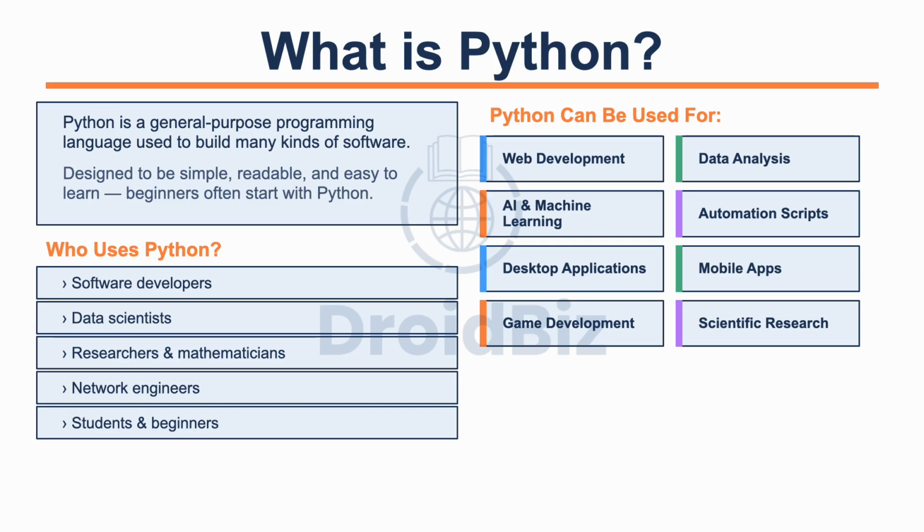So, what can you actually build with Python? You can build websites and web applications. You can analyze data and create charts. You can build artificial intelligence and machine learning models. You can write automation scripts to handle repetitive tasks. You can create desktop applications, mobile apps, games, and scientific research tools. Python is one of the most versatile languages in the world, and its popularity keeps growing every year. In the next part, we will look at why Python has become so popular.